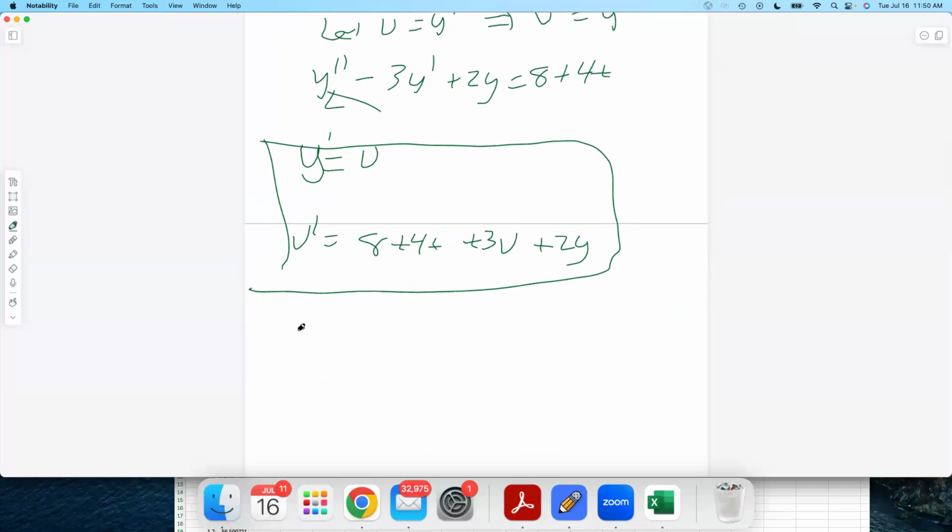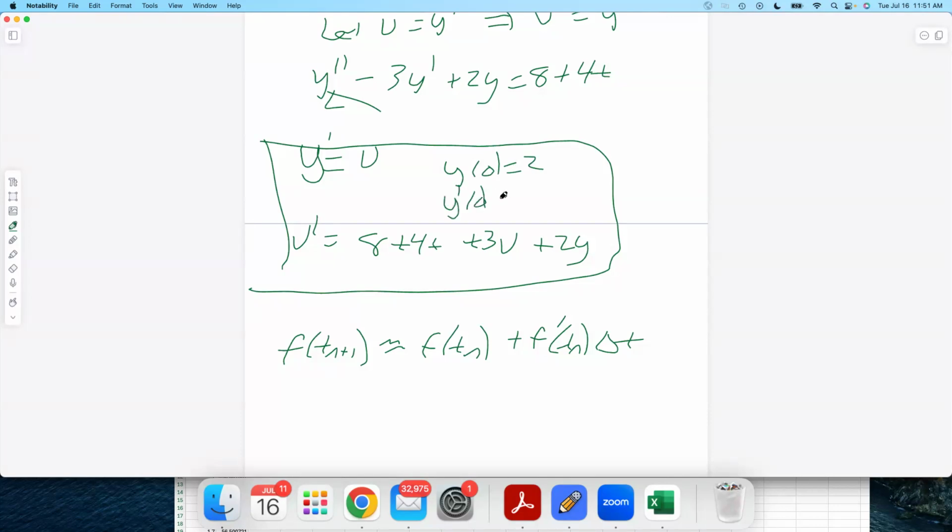And remember Euler's method. So in general, F at T n plus 1 is approximately equal to F at the previous guy plus his derivative at the previous guy times delta T. And I know here, by the way, my initial conditions, Y of 0 was 2, and Y prime of 0, which is V of 0, was 0.